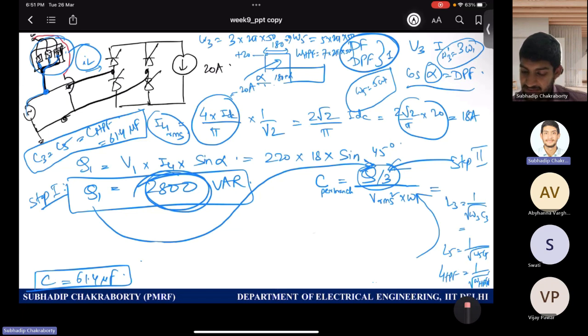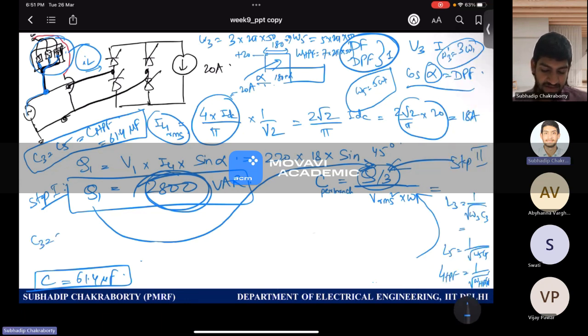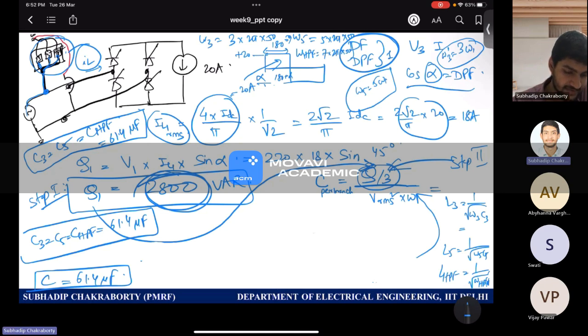Which one? L3. You just plug in, 1 second. C3 equal to C5 equal to CHPF, which is nothing but C7 equal to 61.4 microfarad. You put it in here. What is coming? Let me also check. 1 divide square root. Sir, L3 is 4.157 Henry. Yes, just let me once calculate.